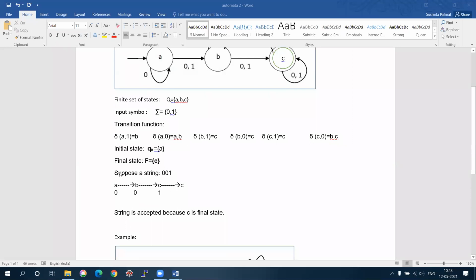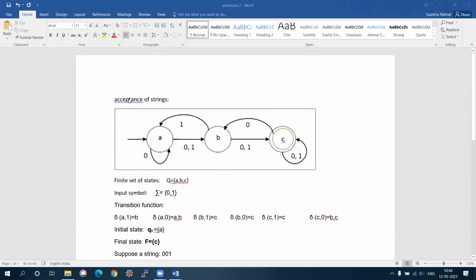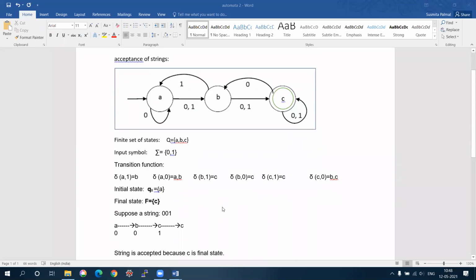Okay. Then we are talking about acceptance of strings. Now in the last class we studied about strings. Strings are what? Strings are the combinations of input symbols. Okay, so there is no limitation. Any combination may be there that will be considered as a string. Like here we have input symbols 0, 1. Okay, so two distinct input symbols.